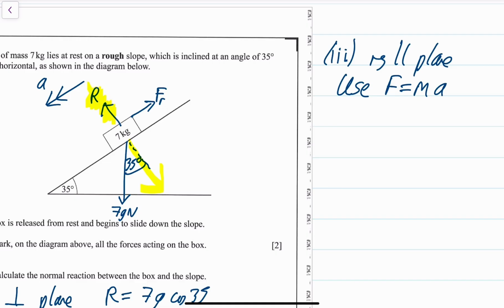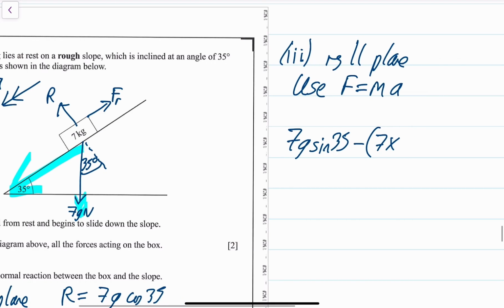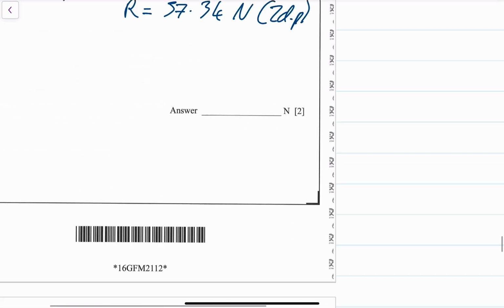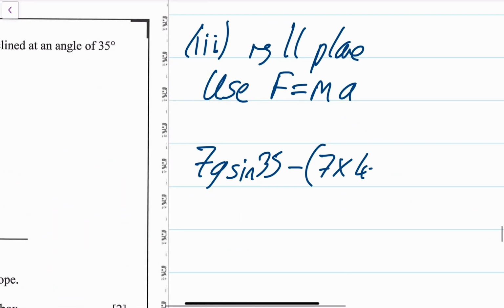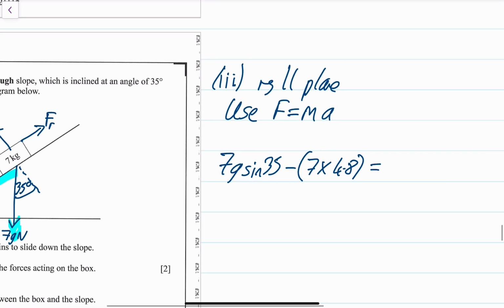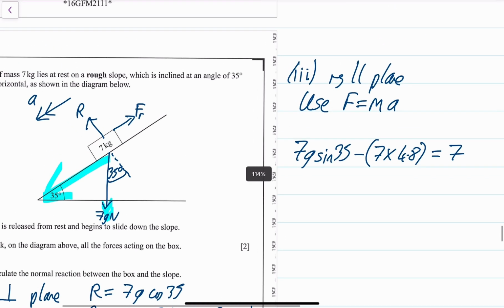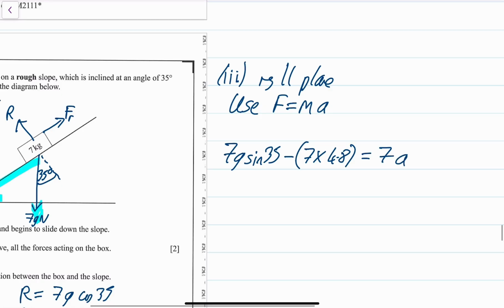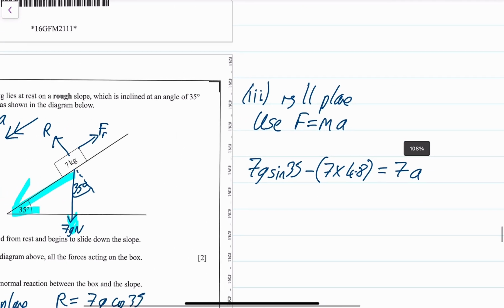So how this thing is getting going, we're going to ignore this force here. How this thing is getting going is there's a component of this weight that acts down the slope. The force that's getting this whole thing going is 7g sine 35, then minus my frictional force, which was 7 kilograms times 4.8 newtons. And that equals mass, which is 7, times my acceleration, which is what I'm trying to find. So there we have it.